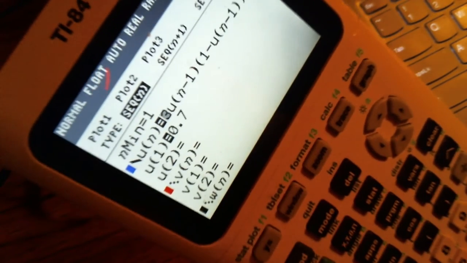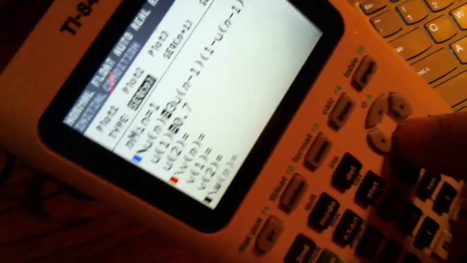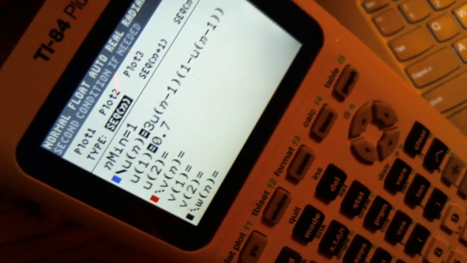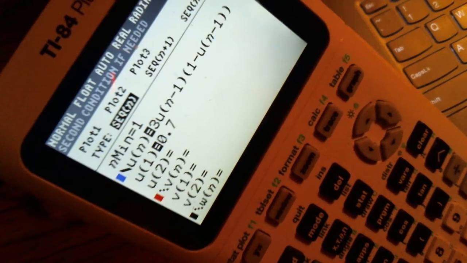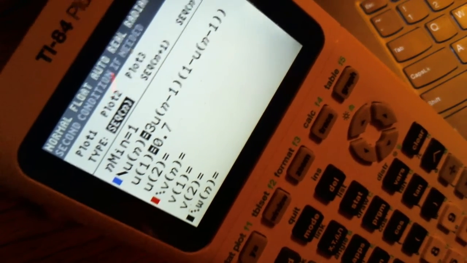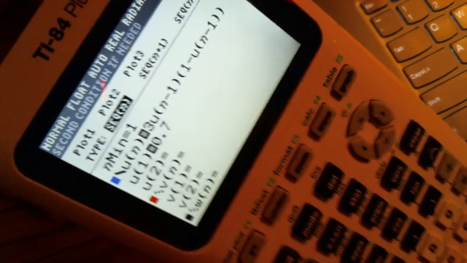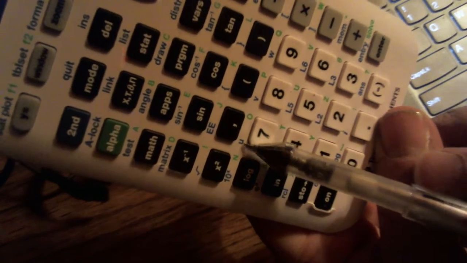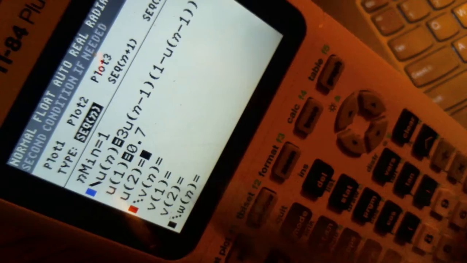You go to y equals in sequence, and you have this very weird looking interface. You've never seen anything like this. Now to enter what I have there, I have to use a U, and it's not the alphanumeric U, it's this U. Do you see that? That's the U that you use to match that U right there. Those U's match.